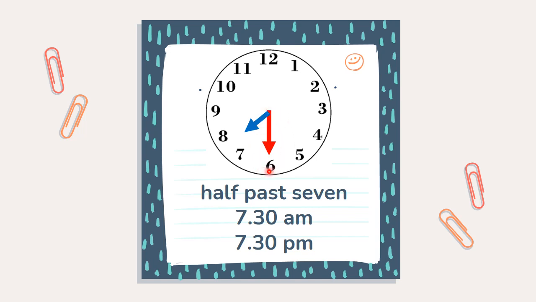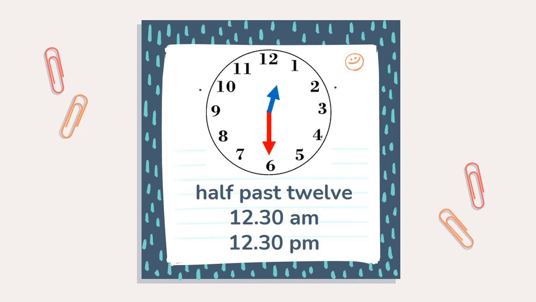The long hand is at number 6, so we should use half past. And then you look at the short hand. It's in between 7 and 8. But like I said just now, we should take the number before the arrow, which is number 7. So it becomes 7:30. Next one. The long hand is still at number 6, so we still use 30. Look at the short hand. It's between number 12 and number 1. So the number before the short hand is number 12. So it becomes 12:30.